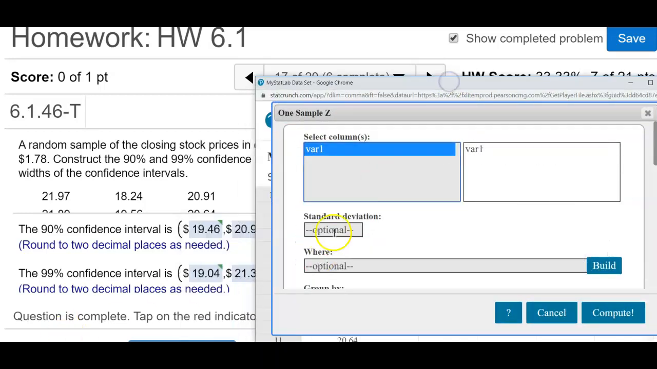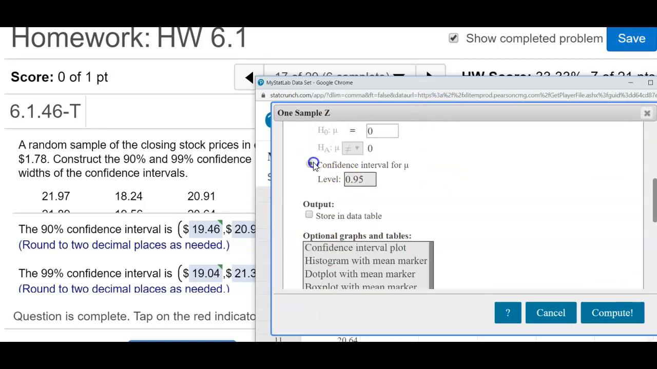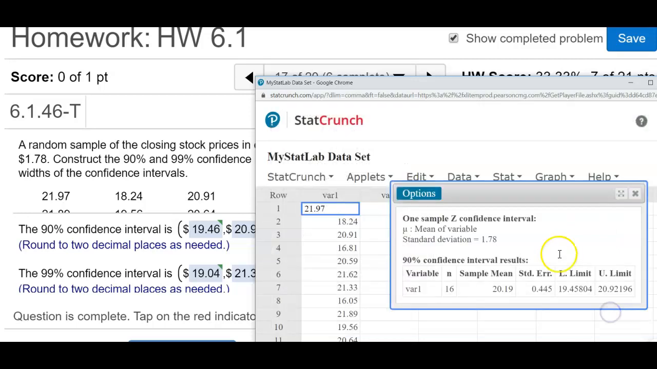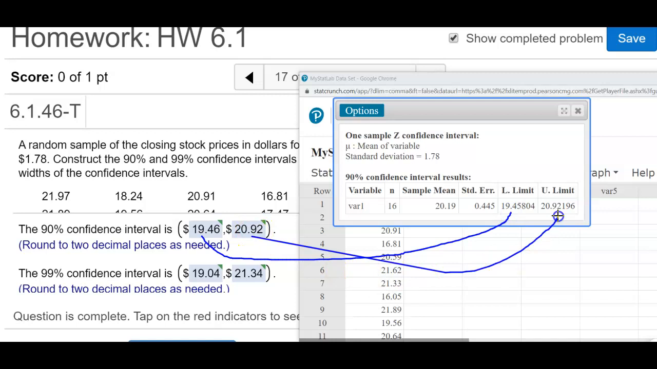Here, and plug in my standard deviation, 1.78. Remember, you have to check your variable too. And I'm going to scroll down. Remember, what are you scrolling down to? Confidence interval. The first one is 90%, so click 90, compute. And then you see that your lower limit is 19.46, rounding off. Do you see that? Let me draw a line. 19.46 and 20.92.